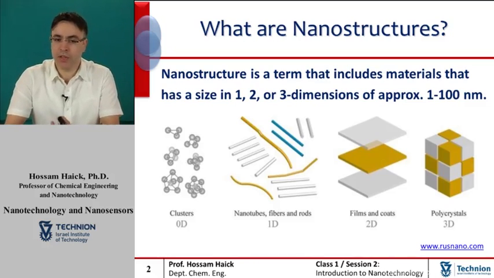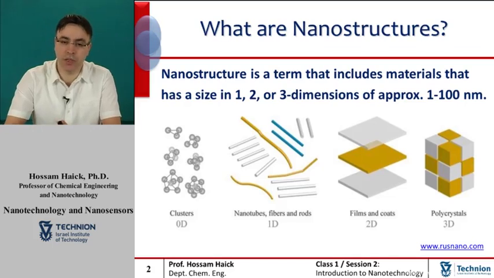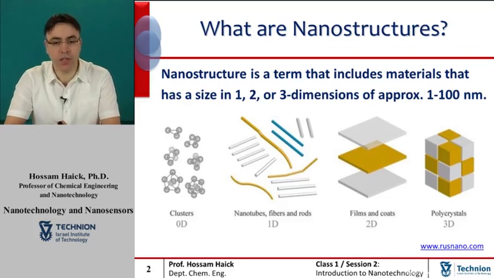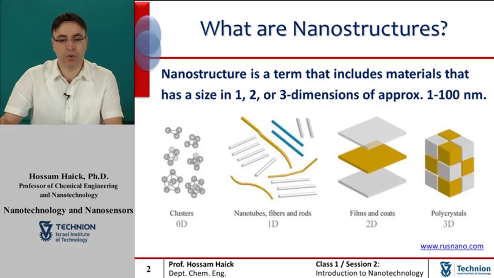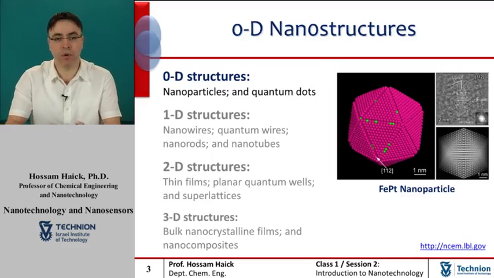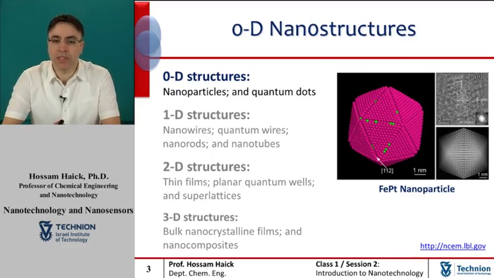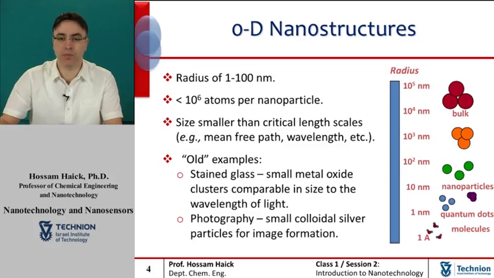Finally, bulk materials with all dimensions above 100 nanometers, but that contain zero-dimensional, one-dimensional, and/or two-dimensional nanostructures, are termed three-dimensional nanostructures. We will describe each of these nanostructures in more detail in the next sessions. We will start now with defining the zero-dimensional nanostructures, which basically include the nanoparticles and the quantum dots.